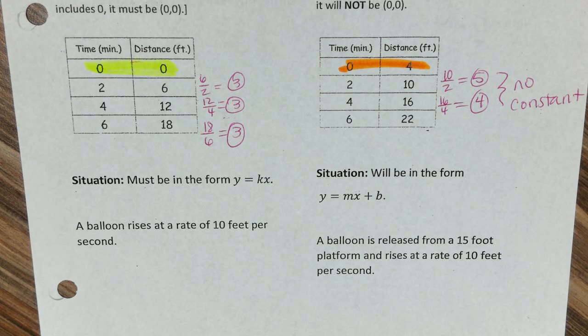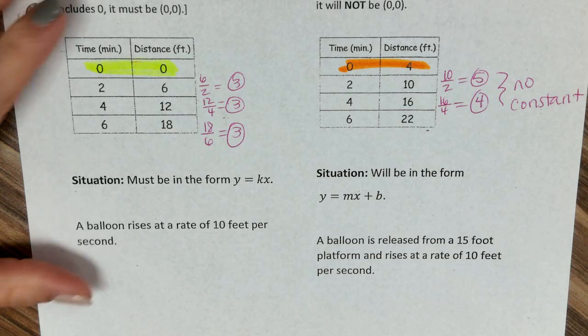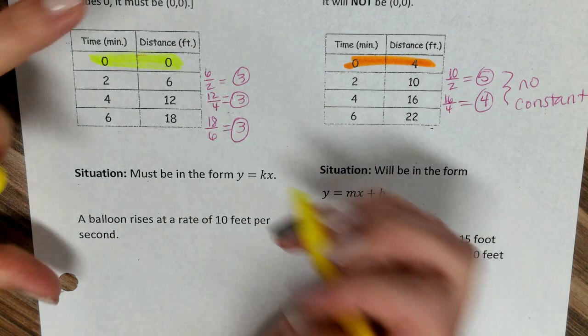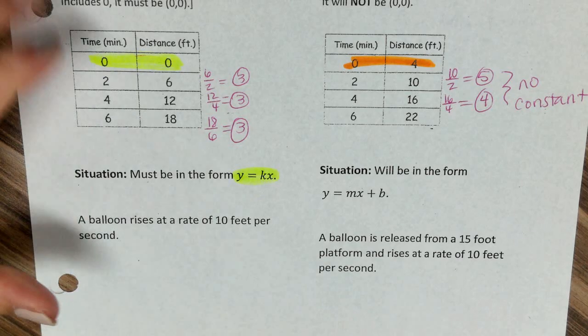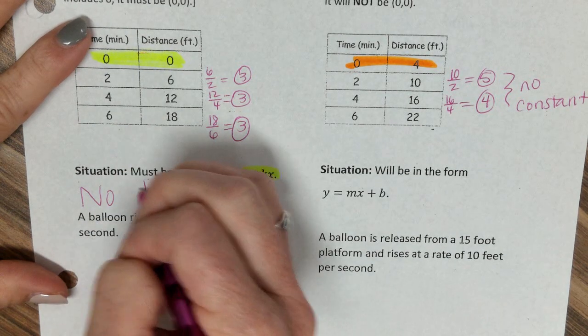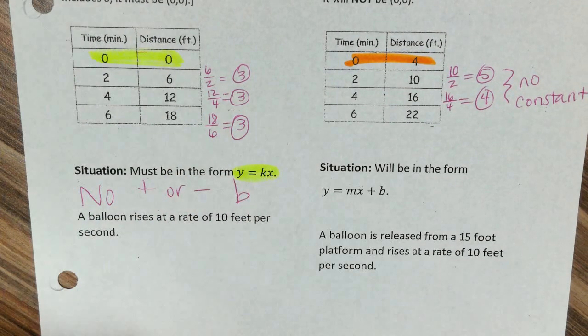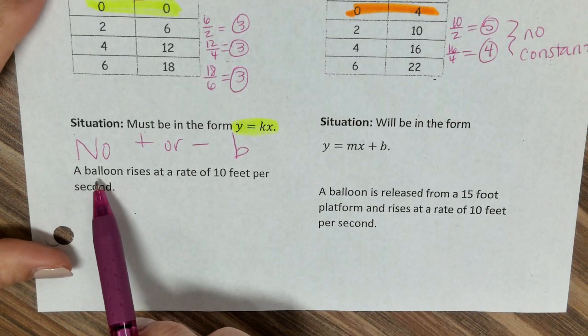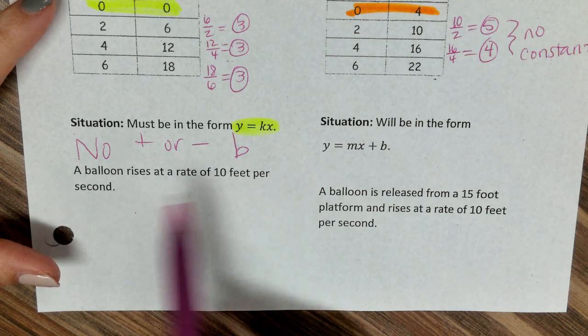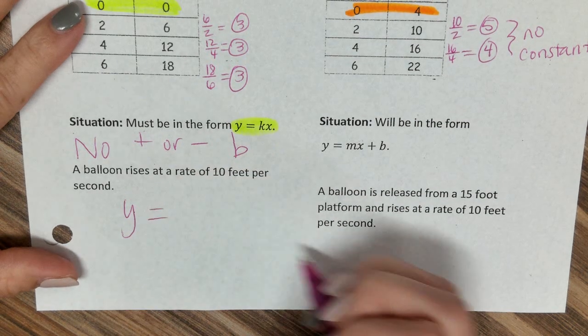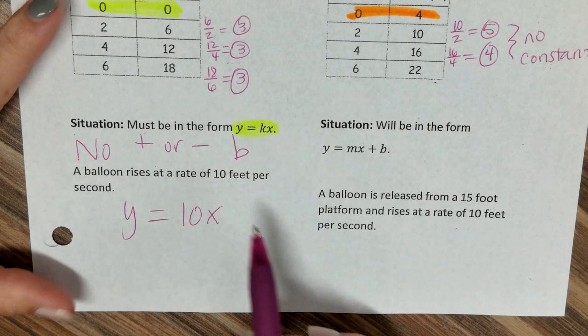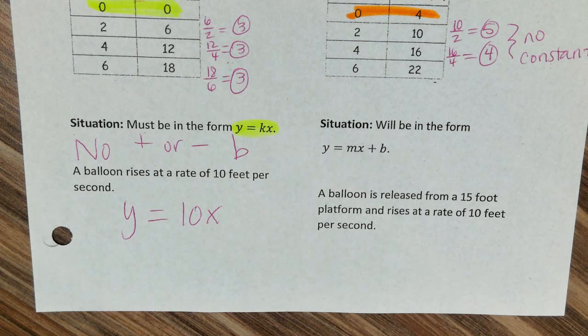Y'all know this. I know y'all know this because we do it every day. A proportional equation must be in the form of y equals kx. What's it not going to have? It will have no plus or minus b. So let's write an equation that's proportional. It says a balloon rises at a rate of 10 feet per second. How would I write that? Y equals 10x. Why is this proportional? Because there is no plus b. This means if I graph it, it's going to pass through 0, 0.